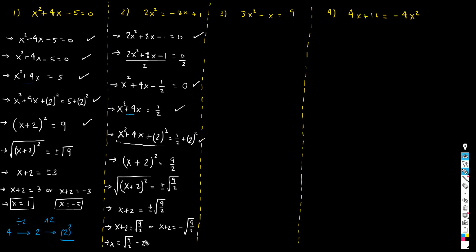I know it looks complex, but it isn't. Or the other, let me write a vertical line, or the other possibility will be x equals minus the square root of 9 over 2 minus 2. And these are my two solutions for my quadratic equation, this one and this one. So these are my two solutions to this particular quadratic equation.